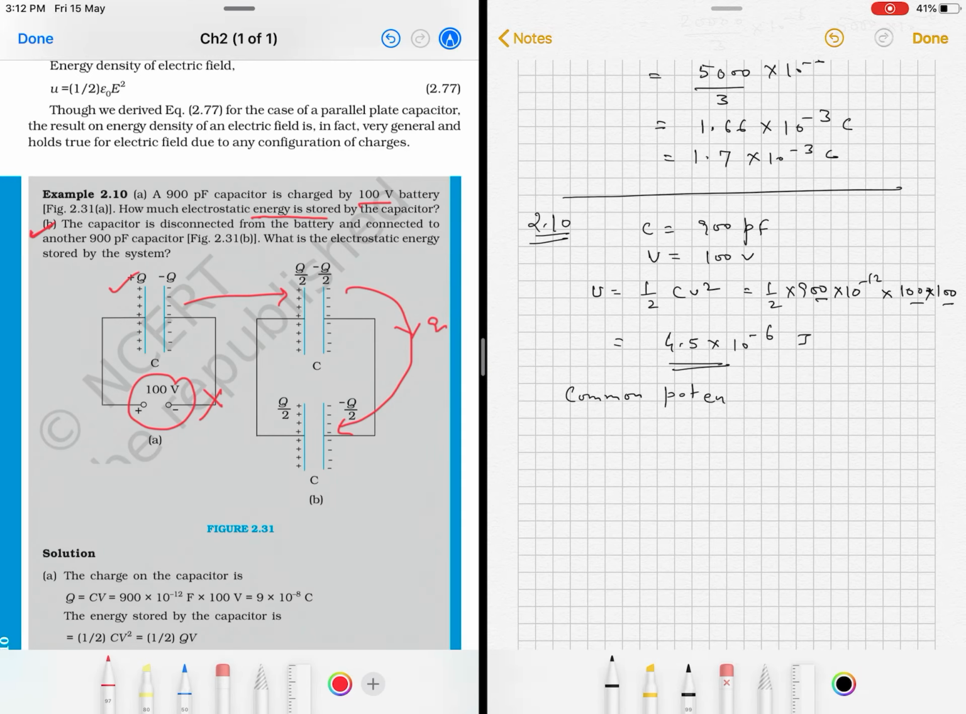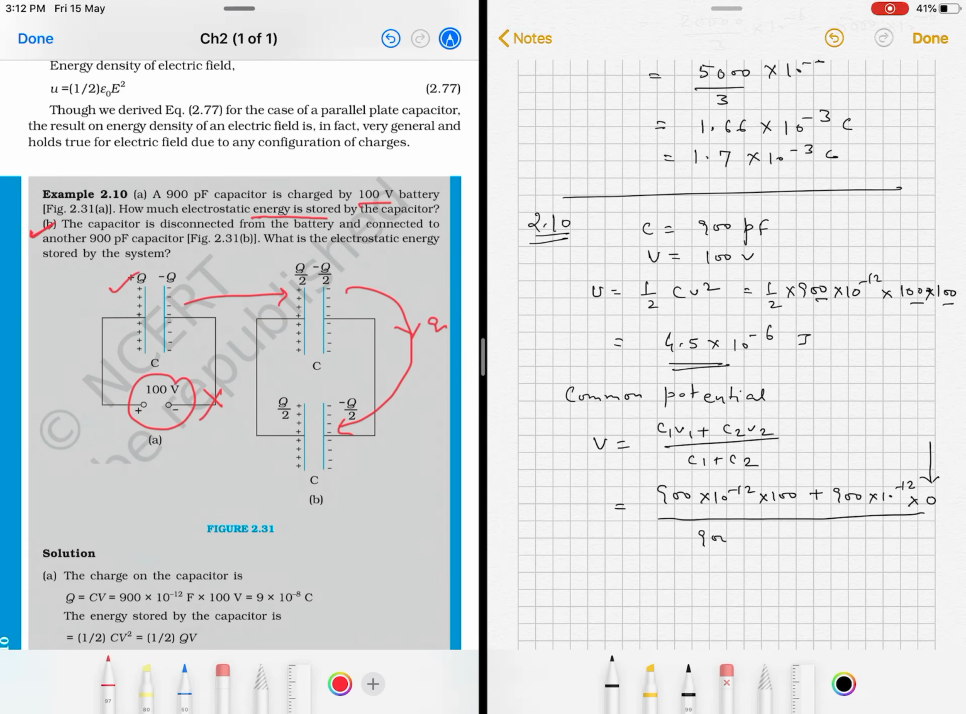The formula for common potential is C1V1 plus C2V2 upon C1 plus C2. So initially the capacitor of 900 picofarad, it is 900 into 10 to the power minus 12, and the voltage was 100. Another capacitor, second capacitor, is also of same capacitance, so we will use the same value. It is uncharged, so potential is 0 of this capacitor. This is important thing, potential is 0.